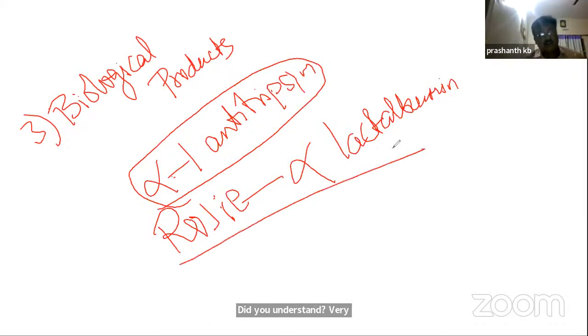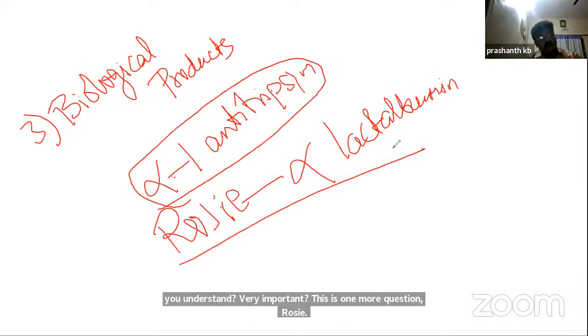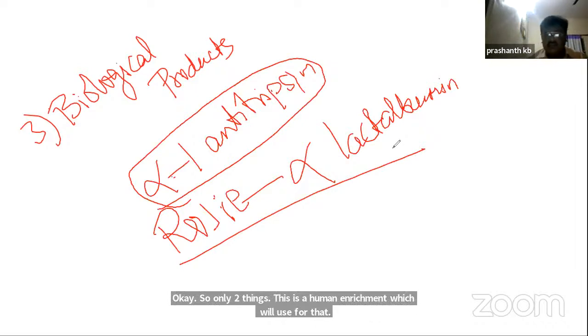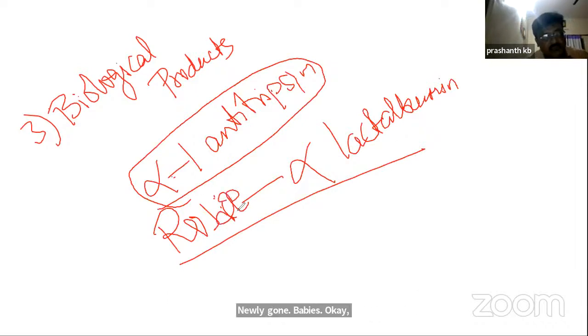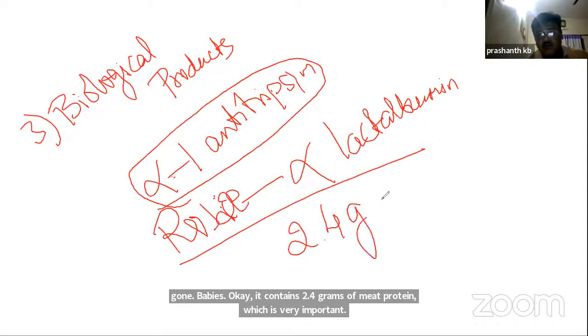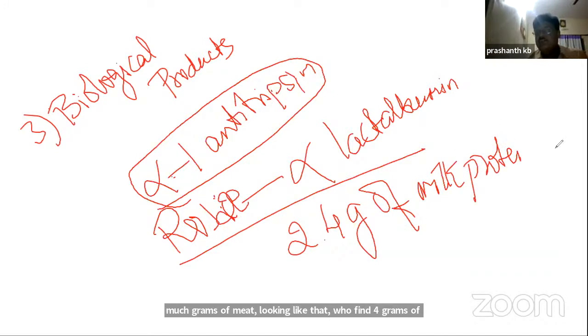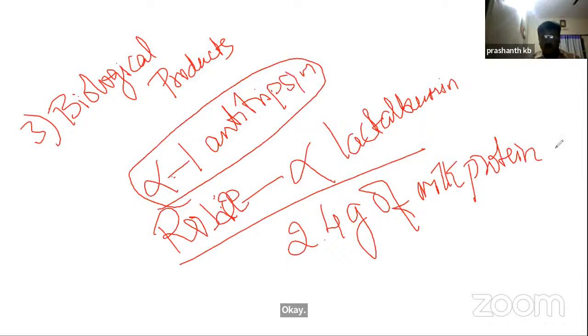Rosie, alpha-lactalbumin. Only 2 things they have given. This is a human-enriched milk which was used for newly born babies. It contains 2.4 grams of milk protein. This is very important. How many grams of milk protein was there? 2.4 grams of milk protein. Is it clear? Now, the fourth one. Let us go to the fourth one.